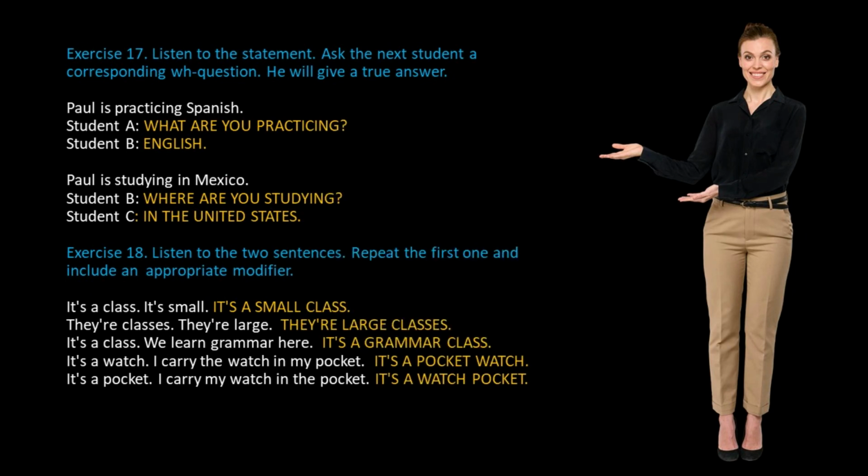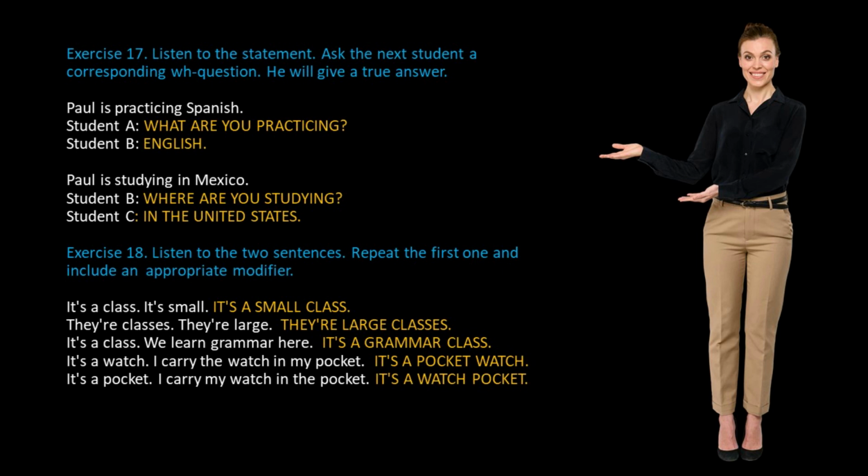Exercise 17 and 18. Exercise 17. Listen to the statement. Ask the next student a corresponding WH question. He will give a true answer. For example, Paul is practicing Spanish. Student A. What are you practicing? Student B. English. Paul is studying in Mexico. Student B. Where are you studying? Student C. In the United States.